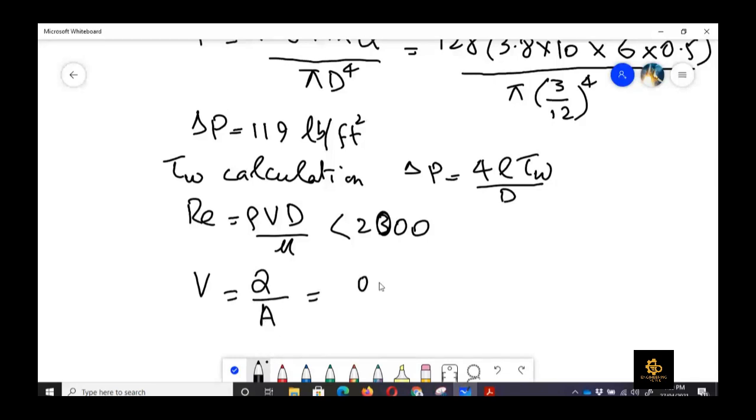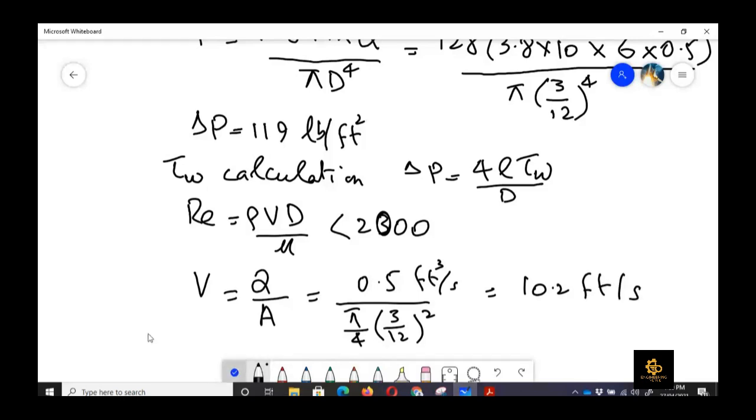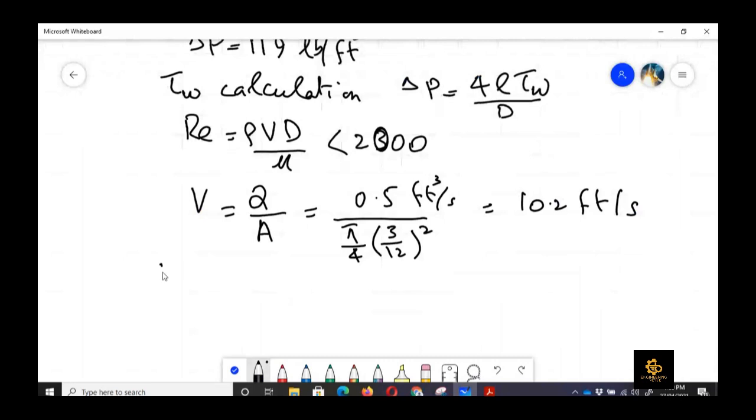So mean velocity can be determined from the volume flow rate, which is V equal to Q upon A. Q is given 0.5 feet cube per second, and area we know is pi by 4 d square. So d square here would be 3 by 12 square. From here, if we calculate the velocity, it comes out to be 10.2 feet per second. Right. So now the second thing we need to calculate, that is Reynolds number.